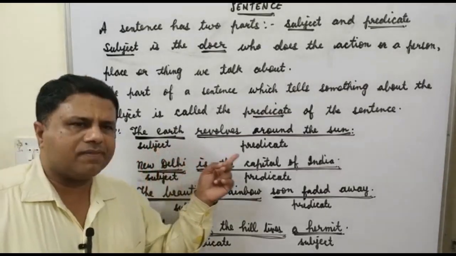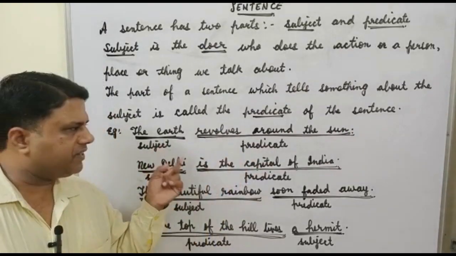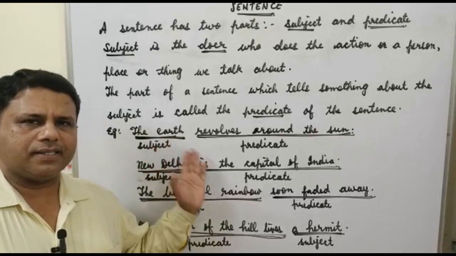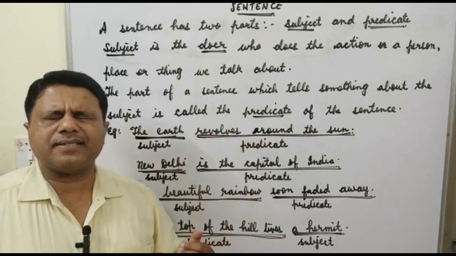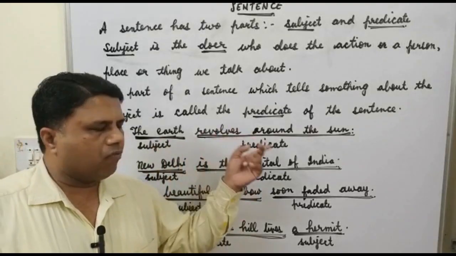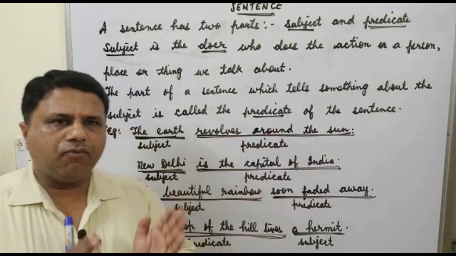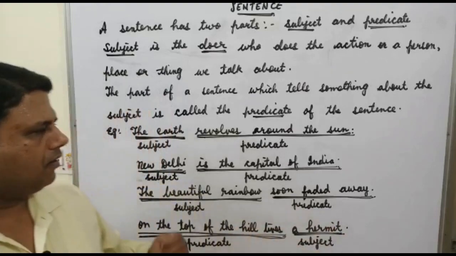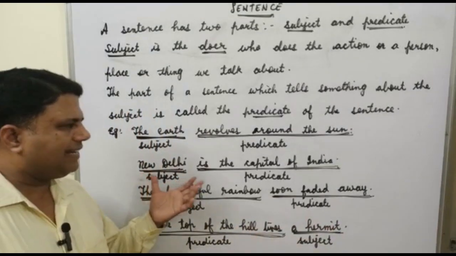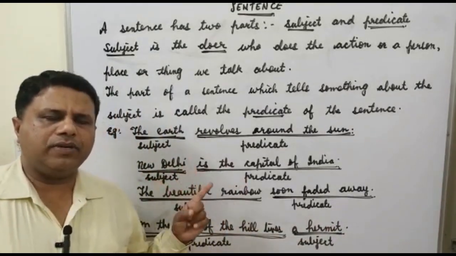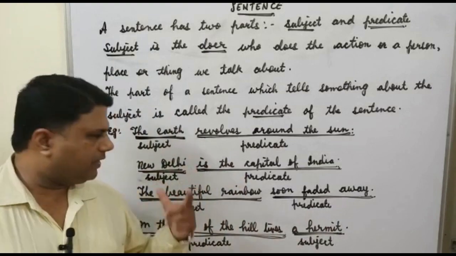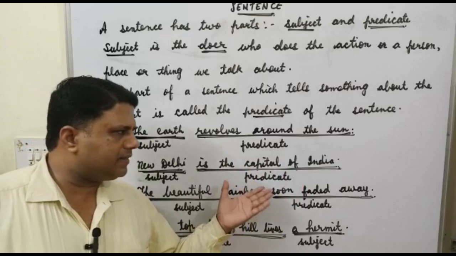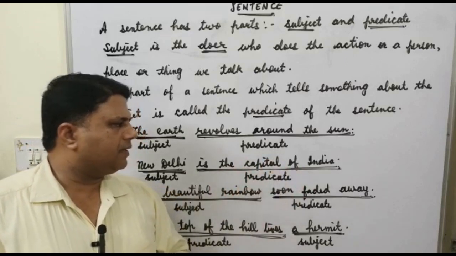Let's try to understand with the help of these sentences. The earth revolves around the sun. In the first sentence, we are talking about the earth. So the earth is the subject, and what we are saying about the earth, that it revolves around the sun. Revolves around the sun is the predicate of the sentence. Then, New Delhi is the capital of India. New Delhi is the subject. We are talking about New Delhi, and what we are discussing, that it is the capital of India.